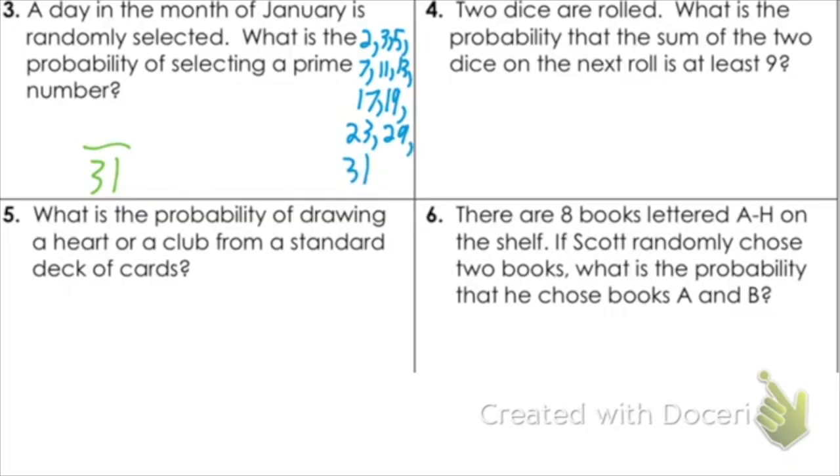Okay, how many are there? 11 of them. So that means 11 of these 31 are prime. So what's the probability of selecting a prime number? 11 over 31. So is it more likely you pick a prime number or a non-prime, a composite number? It's more likely you pick a composite number, right?